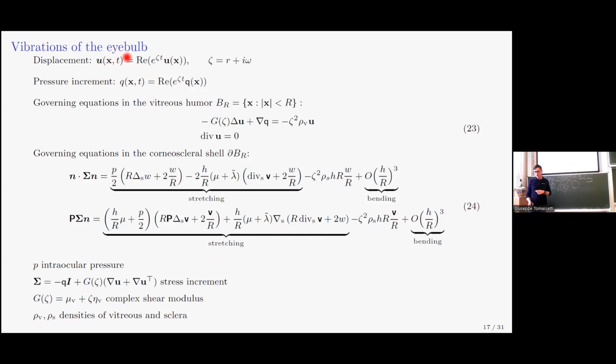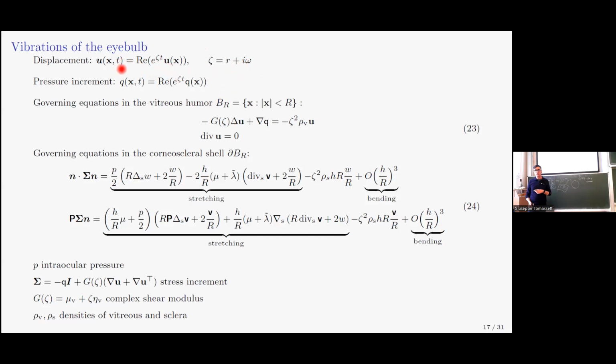And I assume that the displacement can be written as the real part of some exponential, which depends on time, times a vector field that depends only on position. So I'm doing separation of variables. This is what you teach to second and third year students. And the complex frequency here has a real and an imaginary part. Of course, the imaginary part here describes the frequency of vibration. The real part describes the attenuation of those vibrations.